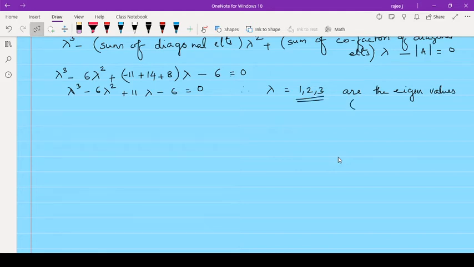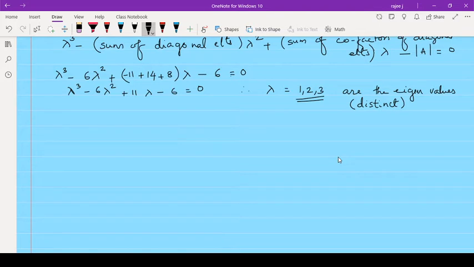So, when it is distinct, the method is different. When they are same, the method is different. So, here lambda equal to 1, 2, 3, the values are distinct. These are the eigen values. For a 6 mark question, this will be for 2 marks and the remaining will be for 4 marks. Or for an 8 mark question, this will be for 2 marks and the remaining will be for 6 marks. So, these are the eigen values.